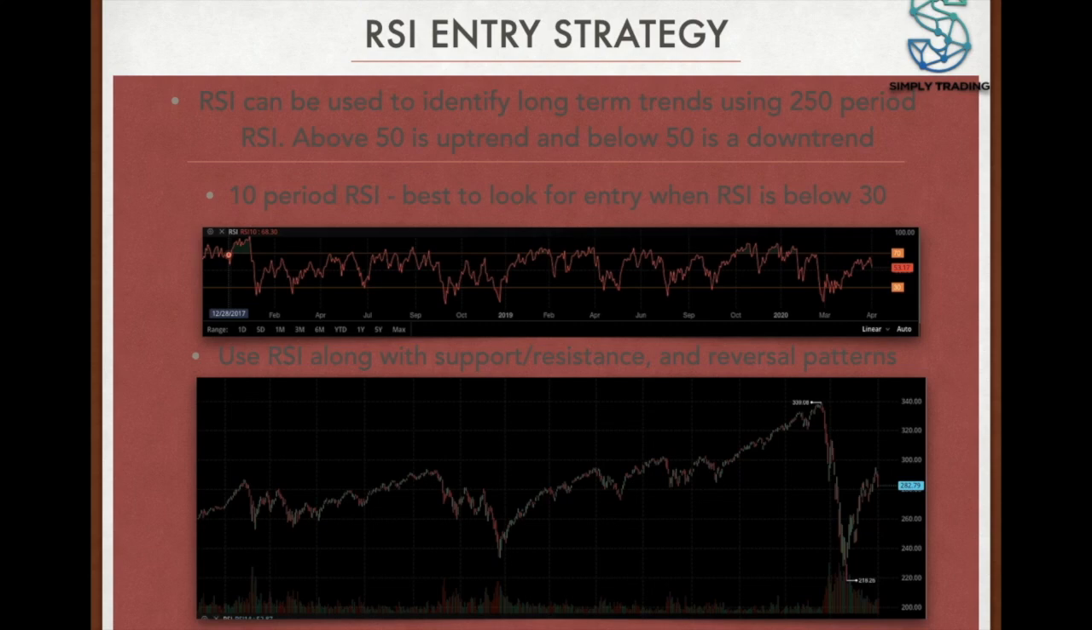When using a 10 period RSI, it is best to look for entry when RSI is below 30. Below that bullet, I have a 10 period RSI pulled up for the chart below that. And when you're using RSI, you do not want to use it as your sole indicator. You want to use it along with support, resistance, and reversal patterns. You want to go ahead and apply it with other indicators and other things that you are comfortable with. It is just one that I like to use when I trade and day trade.